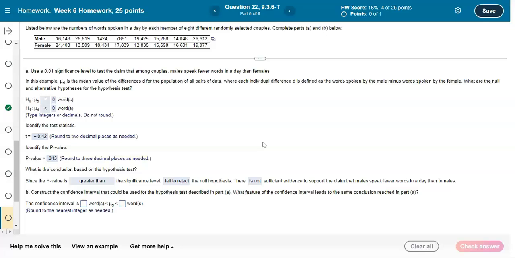So now we want to construct a confidence interval that corresponds to this hypothesis test. Just as a note, when you do a confidence interval and a hypothesis test and you're using the same level of significance or the same confidence level throughout, you should be getting the same conclusion. So if you ever feel like you're getting a different conclusion, but you didn't change anything, something went wrong. So let's go ahead and see how we can construct this confidence interval.